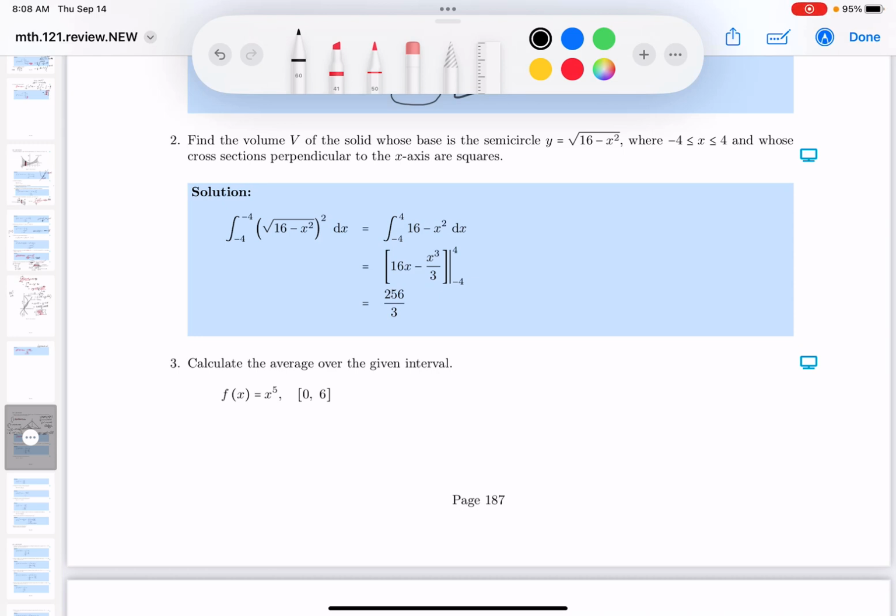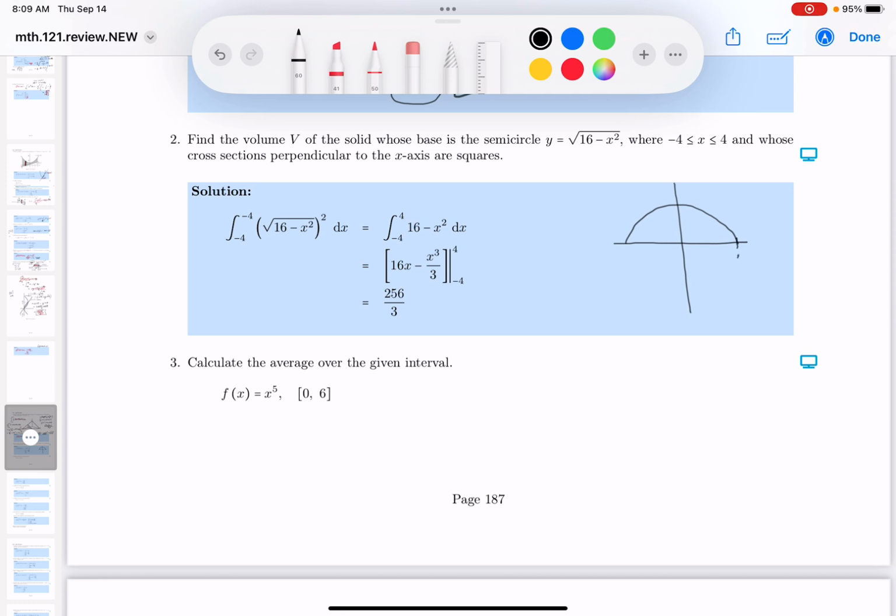Okay, for number 2, you're not given a picture, so I want to draw a picture of it. And it says find the volume of the solid whose base is the semicircle. So let's draw that picture of that. And let's see, y equals the square root of 16 minus x squared. That's a half of a circle.